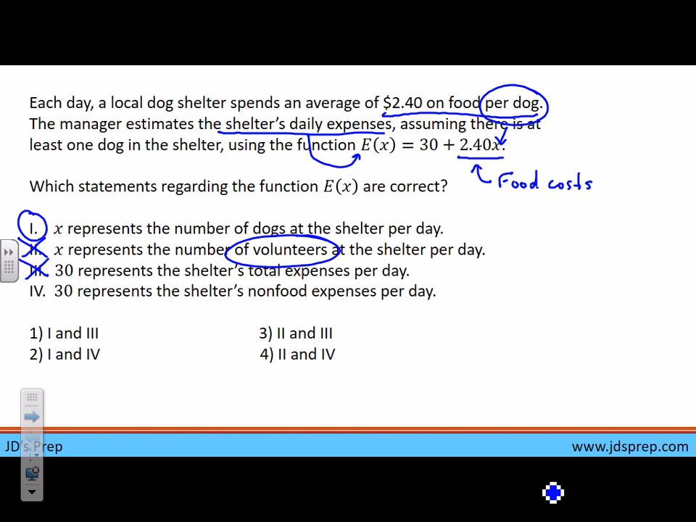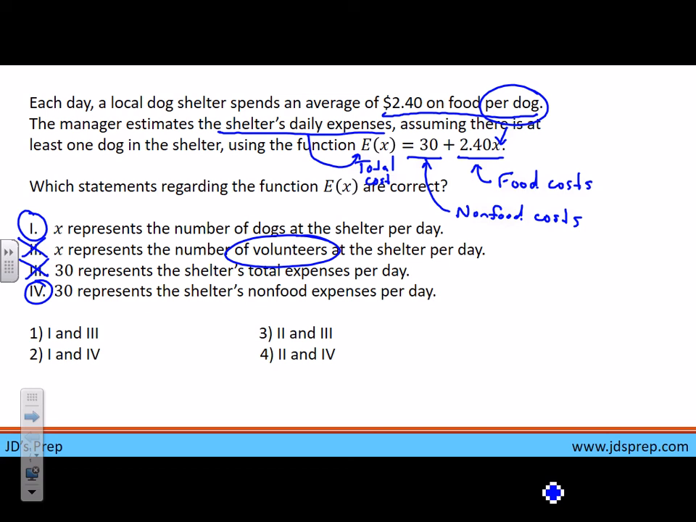That leaves us with our e of x, which we said was the total cost per day, and 2.40 times x being our food costs. That suggests then that 30 will be our non-food costs. And the last statement down at the bottom, number 4, claims that 30 represents the shelter's non-food expenses per day, which is correct.